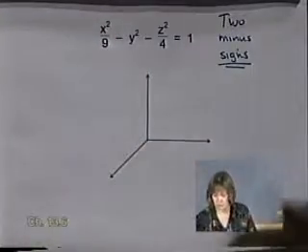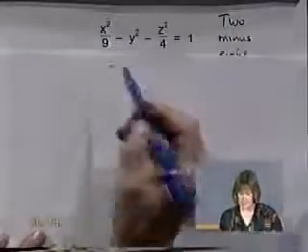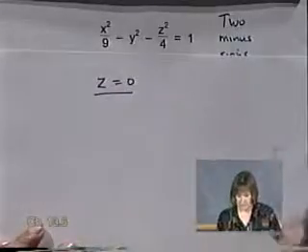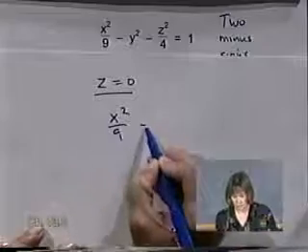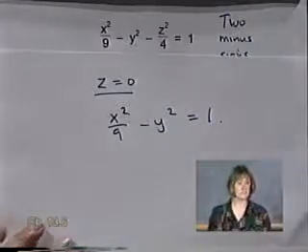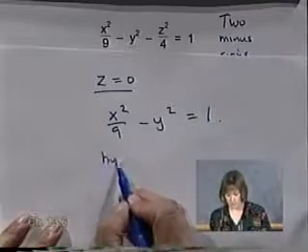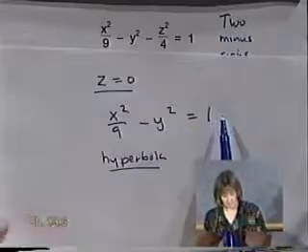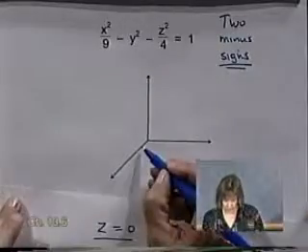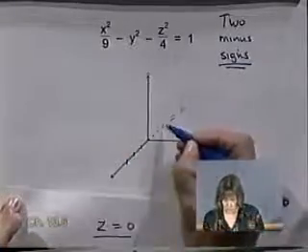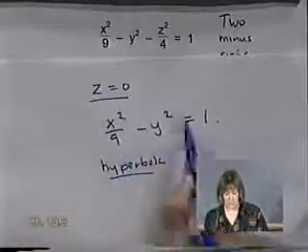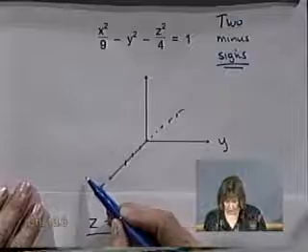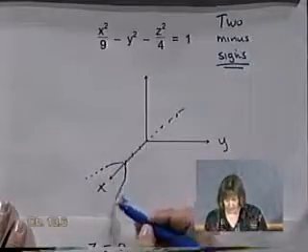So let's do a couple slices first. Let's let z be 0. If I let z be 0, look what I get here. I get x squared over 9 minus y squared equals 1. What is that? That's a hyperbola. So in the xy plane, when z is 0, I'm getting a hyperbola at plus or minus 3. 1, 2, 3. We are in the xy plane. And in the xy plane, we're getting a hyperbola that's crossing the x-axis.